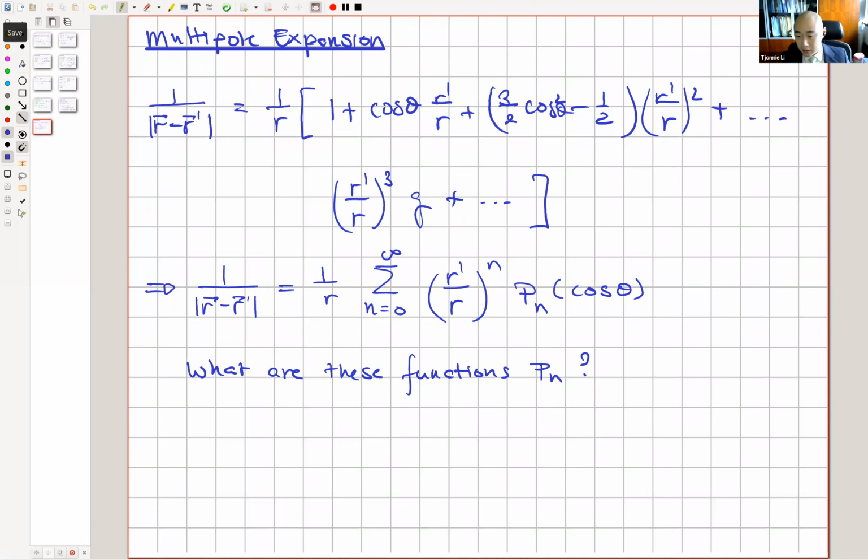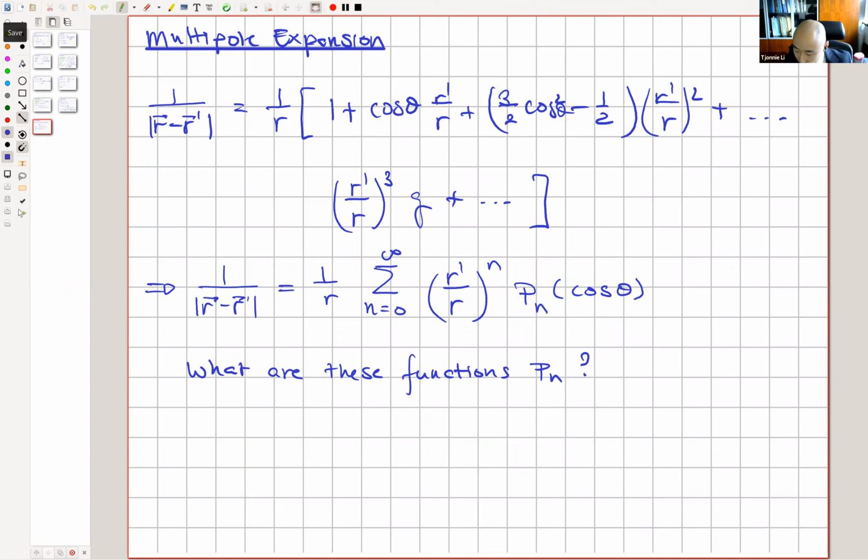Okay, let's get back into it. Let's take a look. There are some questions. So Chin Pang is asking, what are these functions P of n? It says Legendre solutions, which yes, that is the correct thing. These are so-called Legendre polynomials, and that's something that we're actually going to take a look at now.